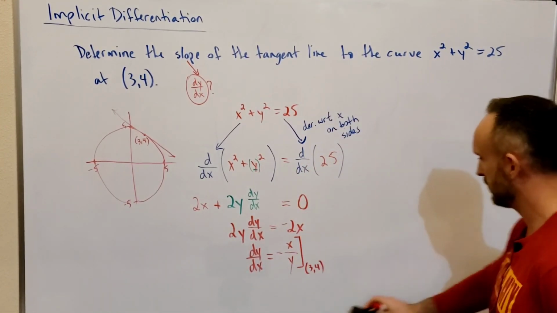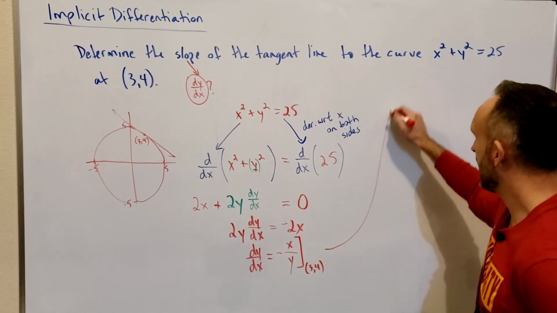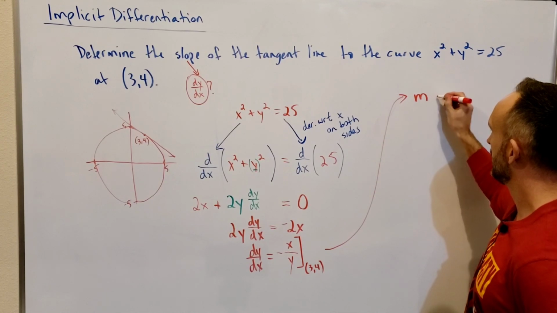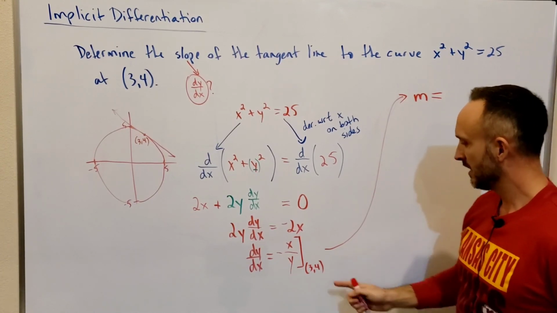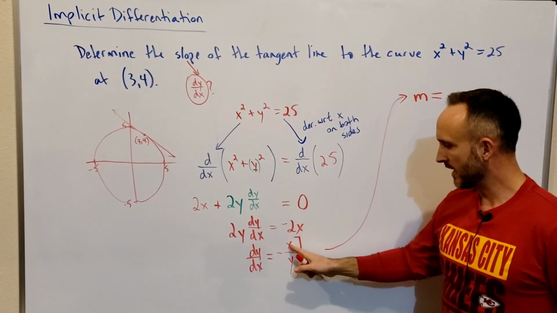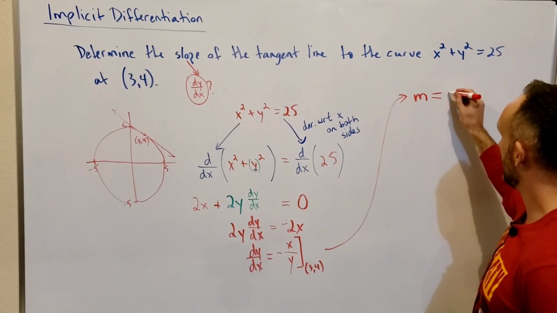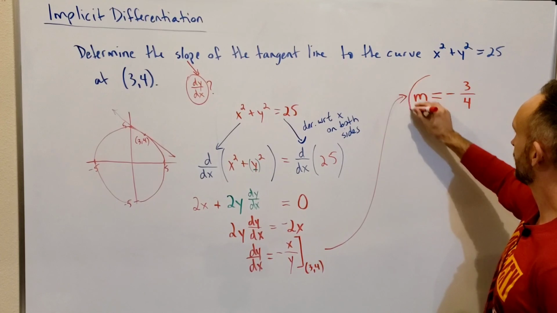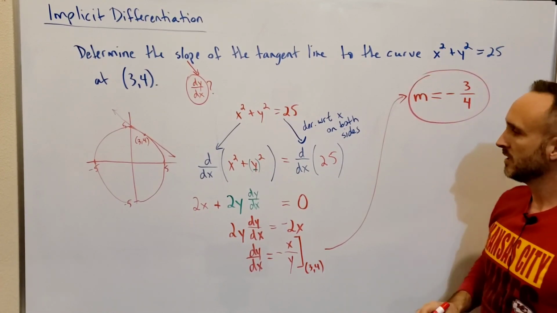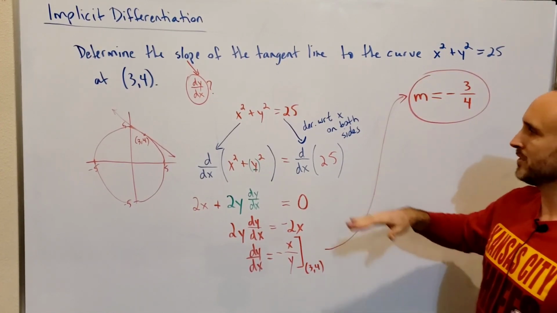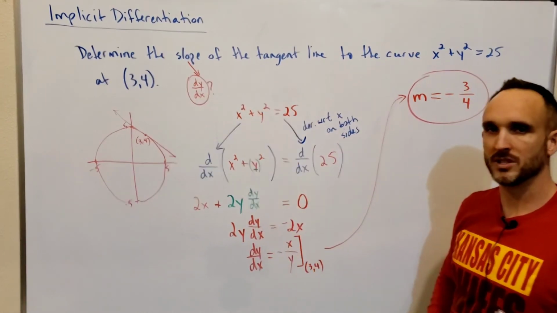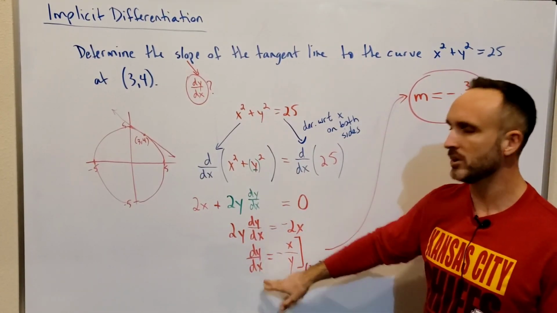So let's resume up here. And now, since we're talking about a particular slope, let's call this m. M equals, I'm going to plug in 3 for x and 4 for y, and we can see the slope of this tangent line is negative 3/4. All right? So we were able to find the slope of the tangent line to this curve that's not a function through the use of implicit differentiation and solving for dy dx.